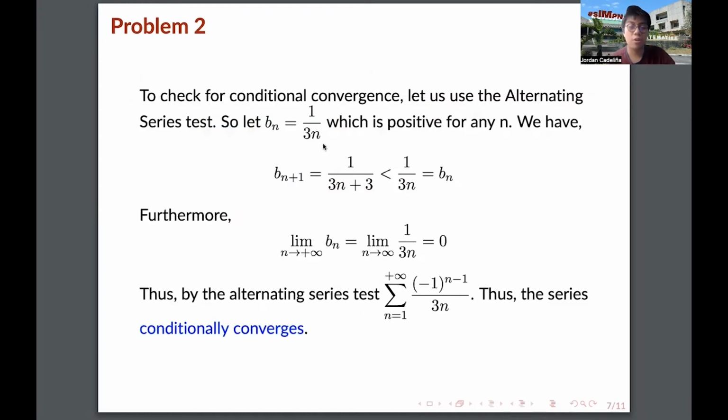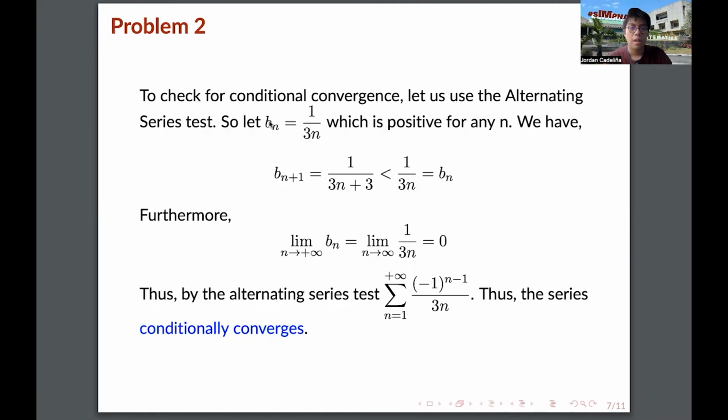So let b sub n equal the absolute value of a sub n, which is 1 over 3n, which is positive for any n. Notice that b sub n plus 1, with n plus 1, is equal to 1 over 3n plus 3. And this 1 over 3n plus 3 is actually less than 1 over 3n, because 3n plus 3 is greater than 3n. So when you take the reciprocal, it becomes less. So b sub n plus 1 is less than b sub n. This means that as you increase your n, this b sub n decreases. So this series is decreasing.